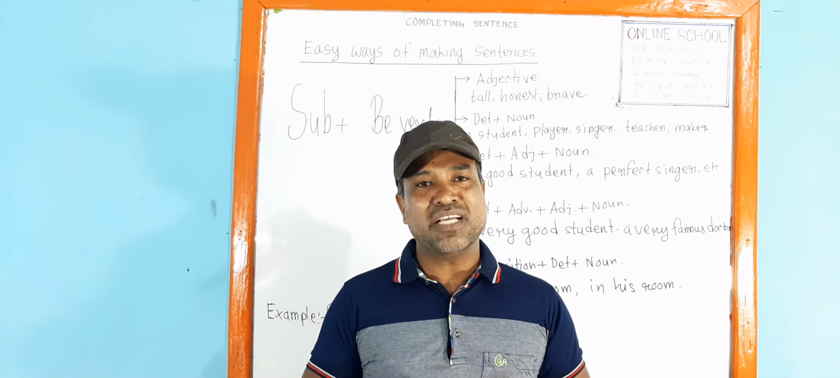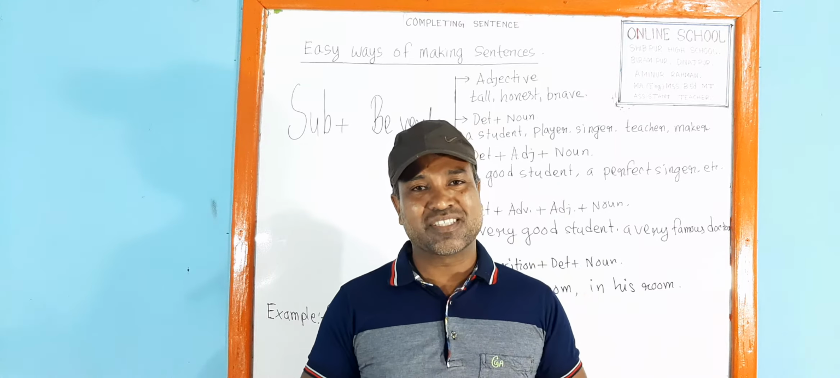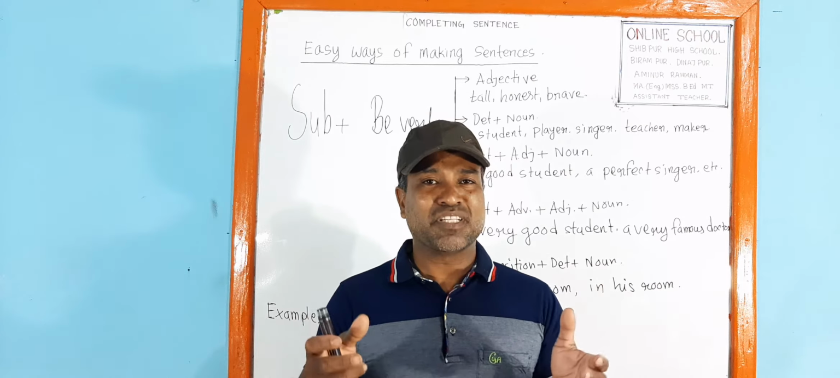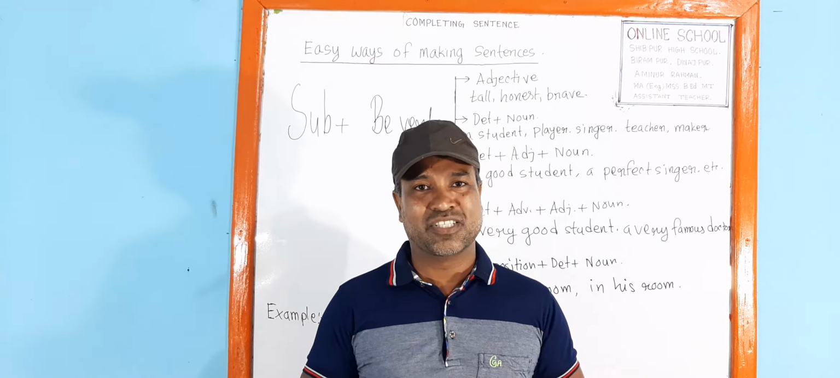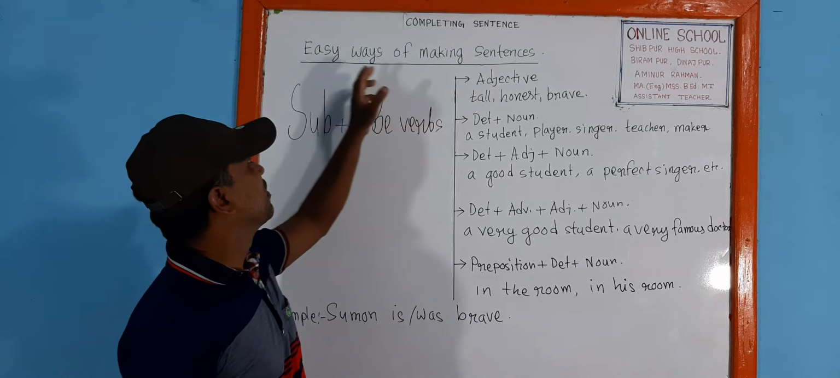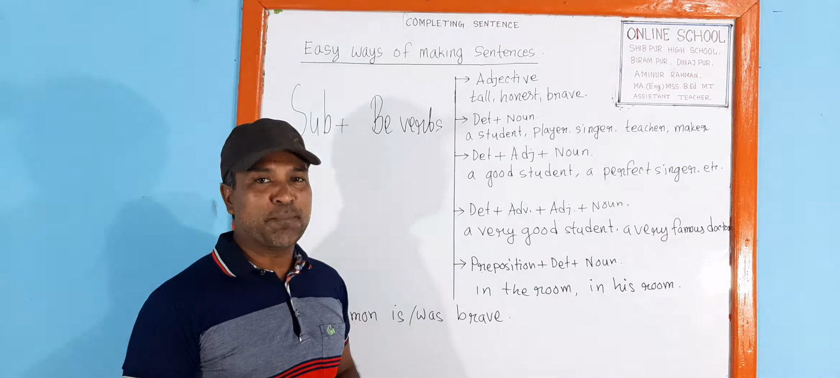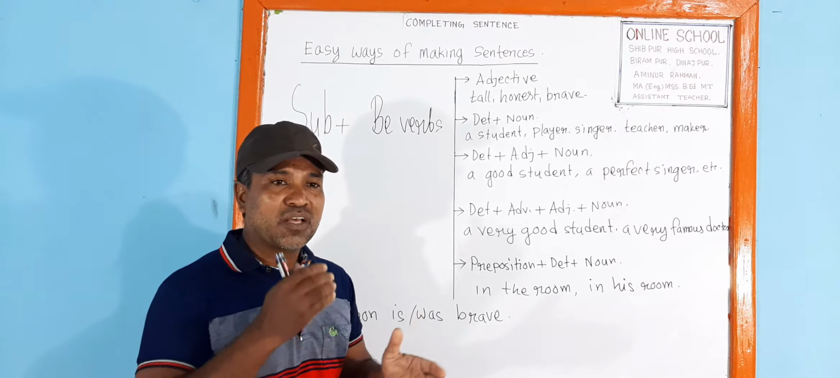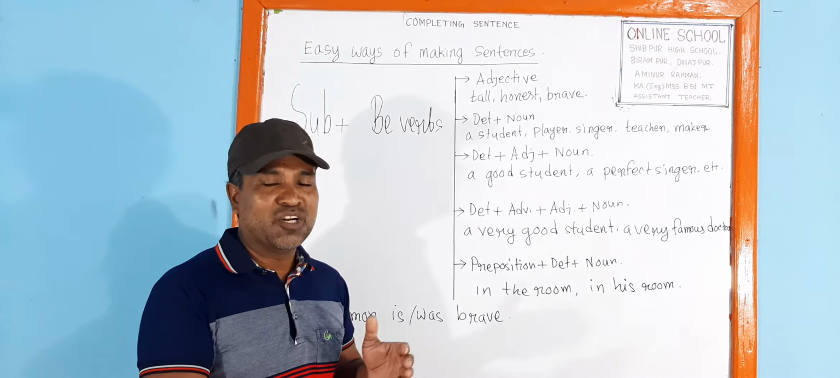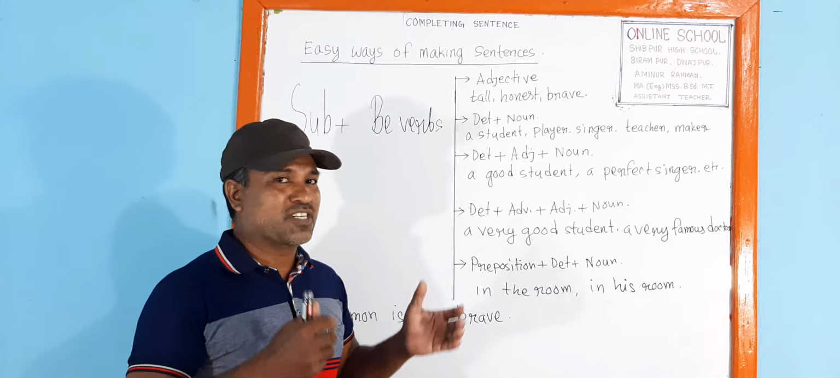This is my initiative just to give you clear idea, clear knowledge. We can say how you can make very simple sentences using certain structures. So my discussion today is completing sentence, easy ways of making sentences. So using certain structures in a very easy way, we can make so many sentences. This is my target to discuss today.